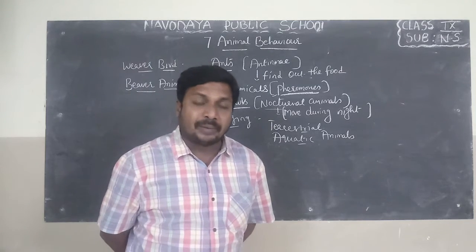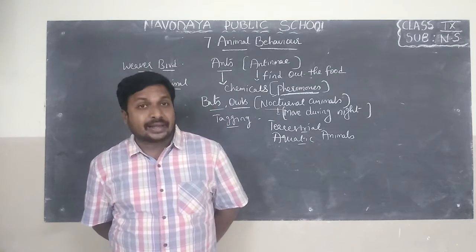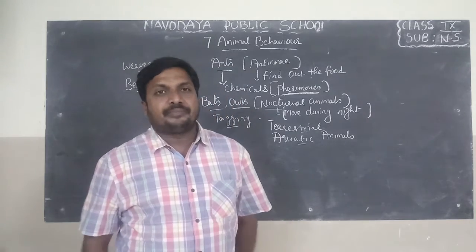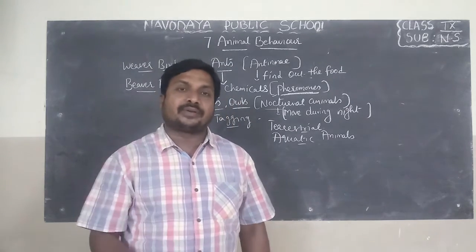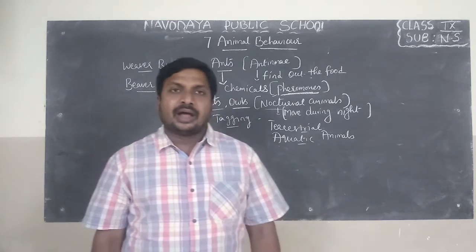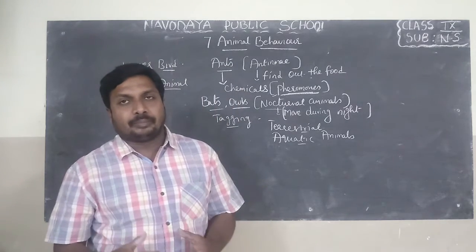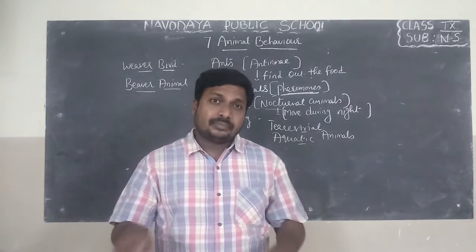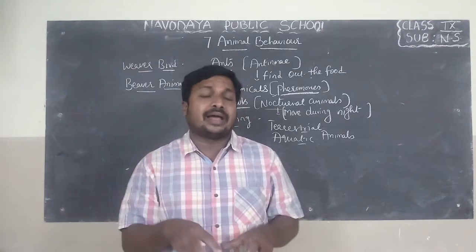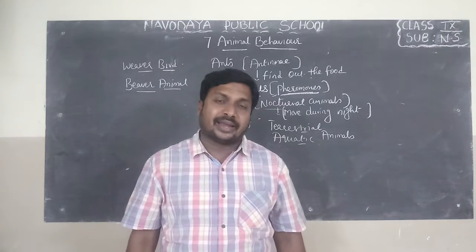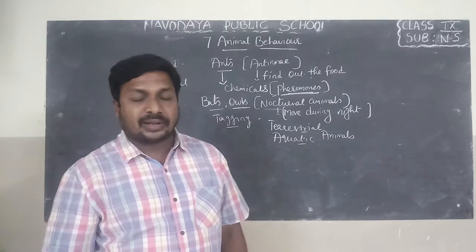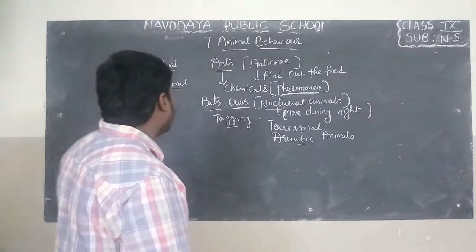The beaver is a mammal which lives in stagnant water in streams. For this purpose, they cut the long trunks of trees with the help of sharp teeth, and with those branches and long trunks, they build a place in water to make the water stagnant, and they live in that stagnant water with their family. That is the behavior of the beaver.